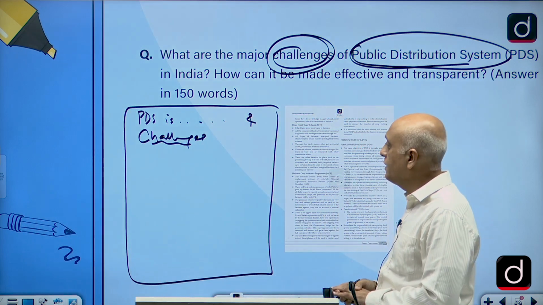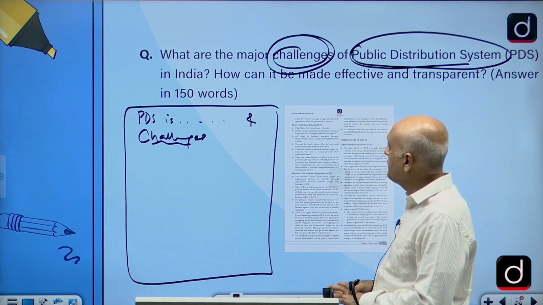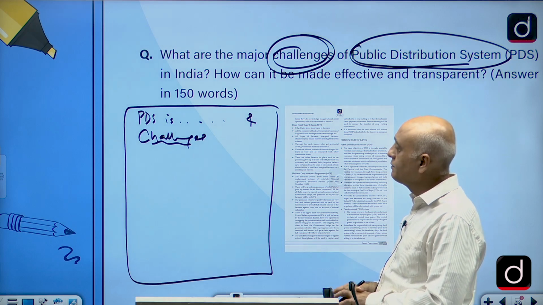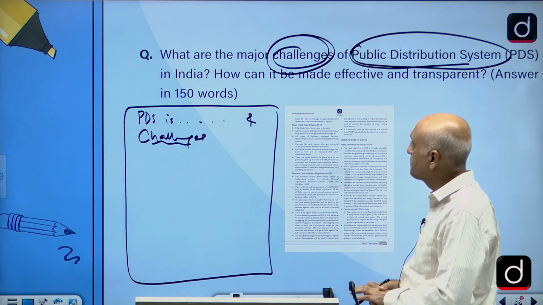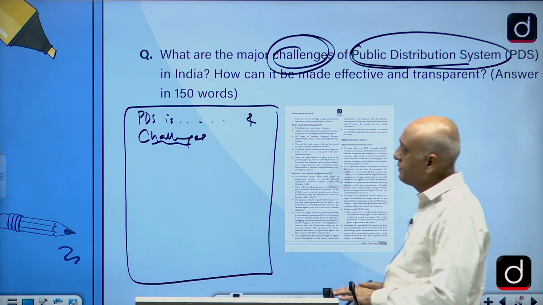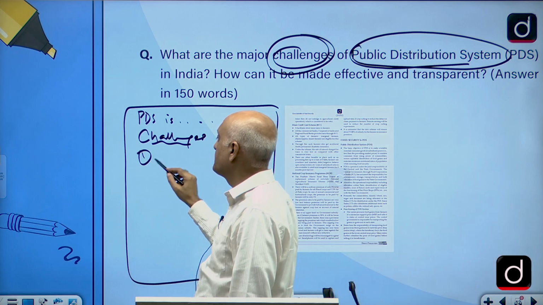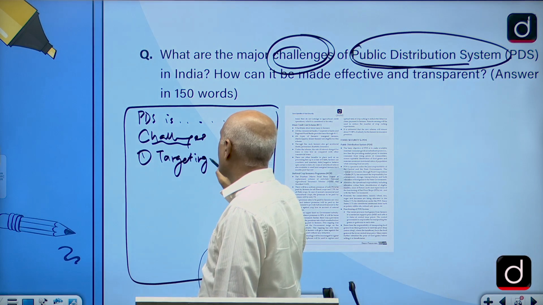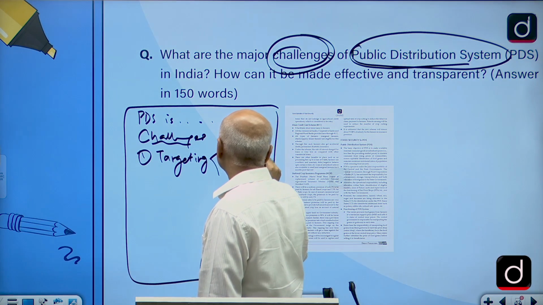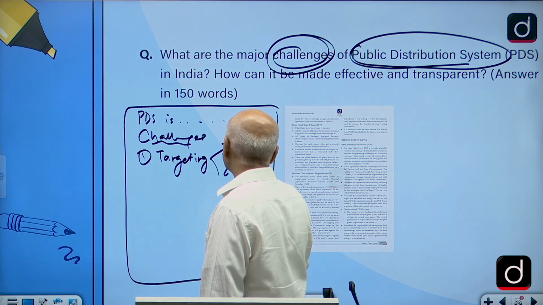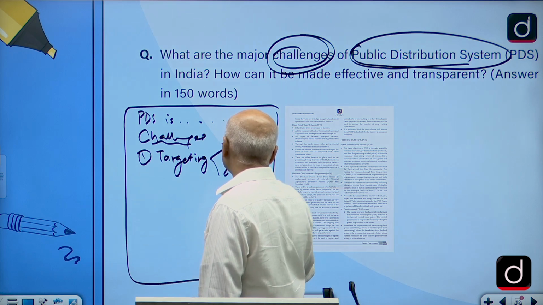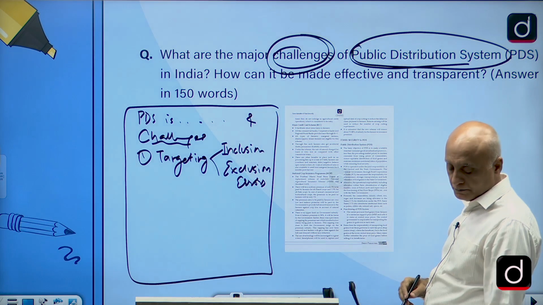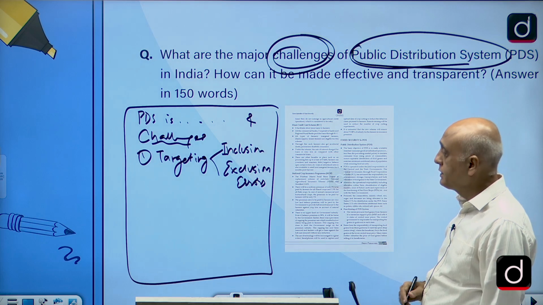The first line should be landing on the challenge word. That should be very important, and don't exaggerate the term PDS. It's not required in this question. Now what are the challenges? First challenge, the biggest challenge in PDS is the targeting. We have inclusion errors and we have exclusion errors. These are two very important areas.